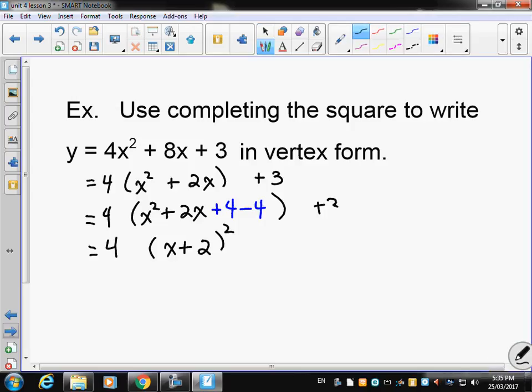Don't forget the 3. Okay, let's finish up that last line there. 4 (x plus 2) squared, that takes care of the first 3 terms, but I still have that subtract 4.